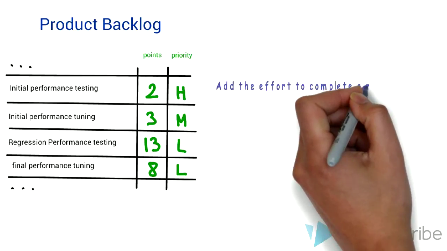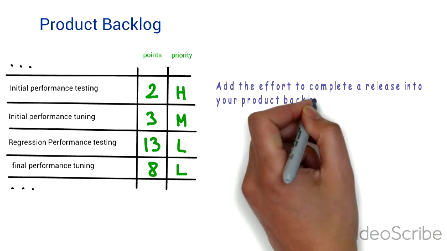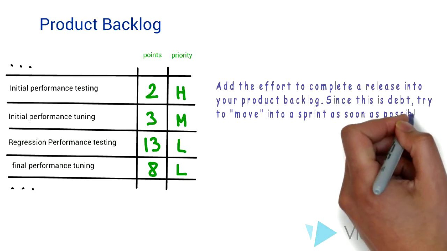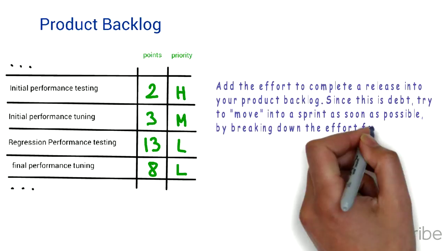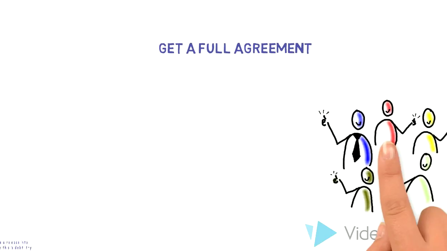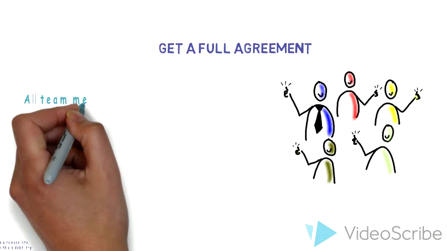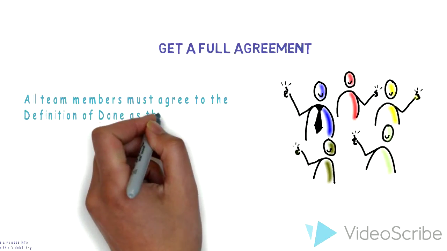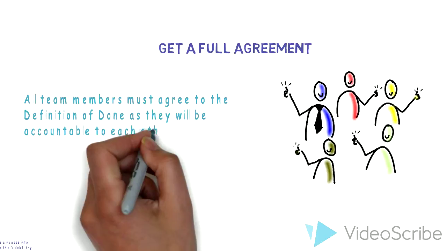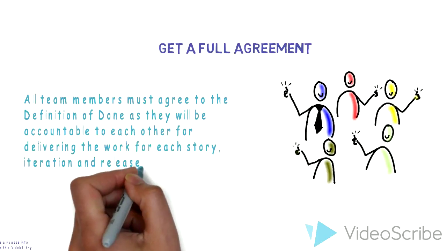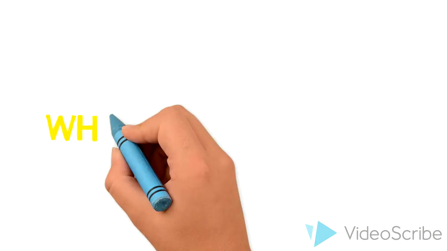Performance testing, you could do some initial testing in the first sprint and then do some more later on, but way before the start of the release process, otherwise it'll be too late. So get a full agreement between the team and the product owner. All team members must agree to the definition of done, as they'll be accountable to each other for delivering the work for each story, iteration, and release.